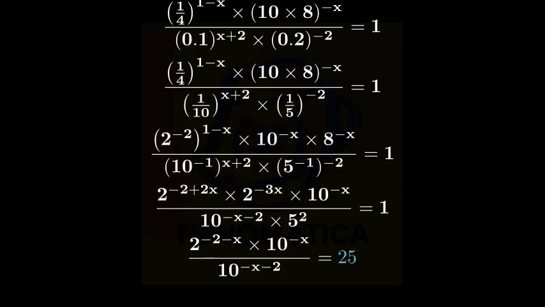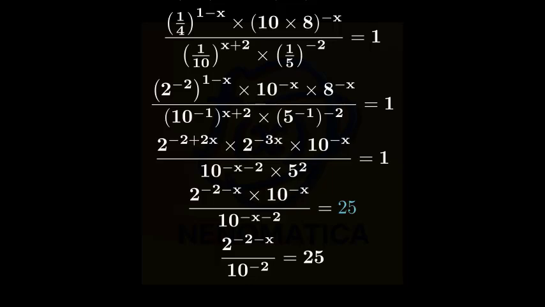Next, we'll simplify the exponential terms with base 10. Since we have 10 to the power of negative x in the numerator and 10 to the power of negative x minus 2 in the denominator, we can divide them. 10^-x divided by 10^(-x-2) equals 10 to the power of negative x minus (negative x minus 2). This gives us 10 to the power of negative x plus x plus 2, which simplifies to 10 squared, or 100. So now we have 2 to the power of negative 2 minus x divided by 100 equals 25.